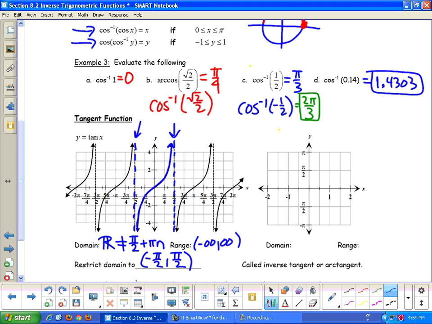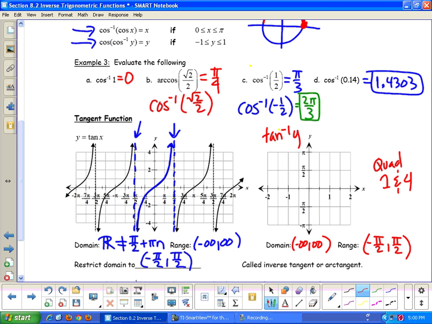So when I do my inverse, again, you switch your domain and your range. So your domain becomes negative infinity to infinity for tangent, and my range is going to be values from negative pi over 2 to pi over 2, not including. So again, we know that the inverse for this is going to be in quadrants 1 and 4, just like our sine graph. So for this, we're doing the tangent inverse, y equals x.